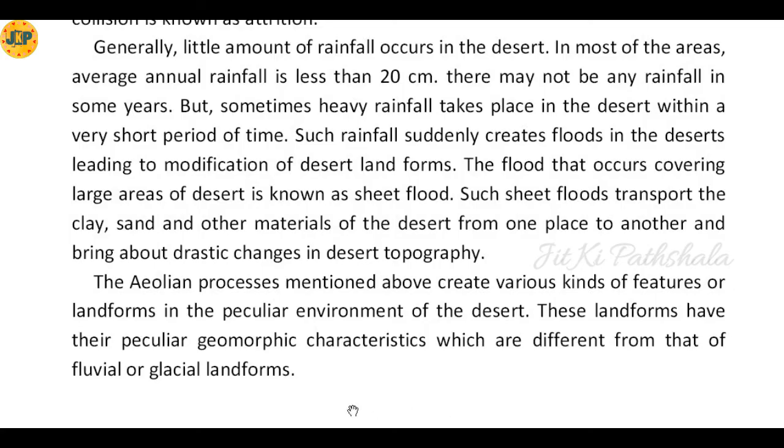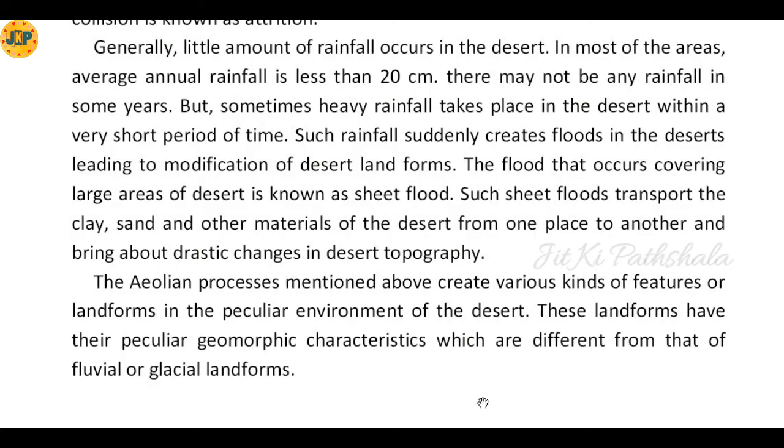The erosion process generally means those processes which are connected with or caused by the action of wind. So whatever erosion processes we have discussed above are responsible for creating various kinds of features and landforms in the peculiar environment of the desert. These landforms have their peculiar geomorphic characteristics which are different from that of fluvial or glacial landforms.